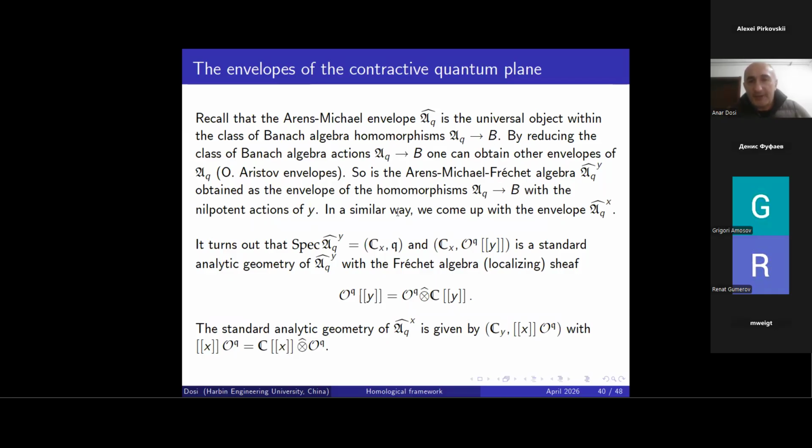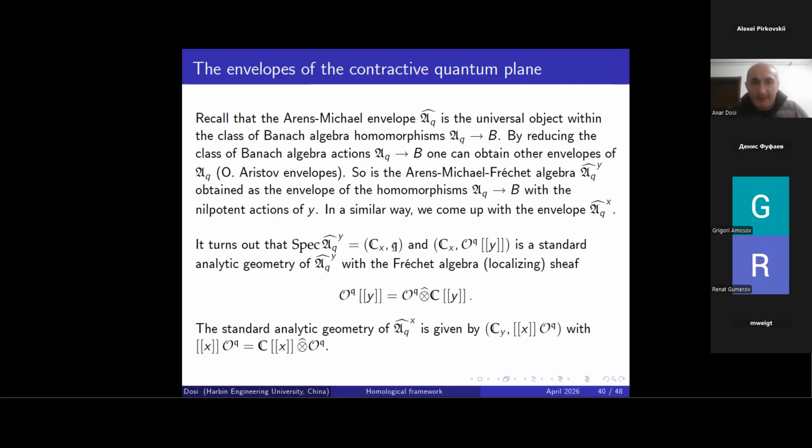For example, in our case, we can look at the actions to Banach algebras such that Y has a nilpotent action in B. If you get this class of algebras, we end up with the new envelope. This is also an Arens-Michael Fréchet algebra. Okay, let's say Y envelope. In the same way, we can generate X envelope, right?